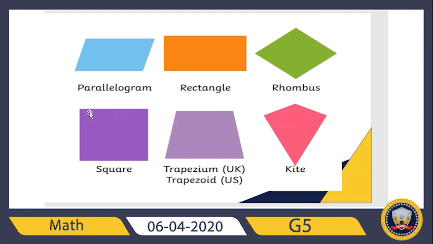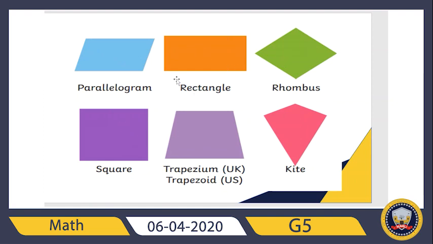How can I know that this shape is a parallelogram, not a rectangle? How can I know that this shape is a rectangle and not a square? What is the difference between them? How can I differentiate the rectangle from the square? How can I differentiate the parallelogram from the rhombus, for example? Today we're gonna know the differences between the members of the quadrilateral family.